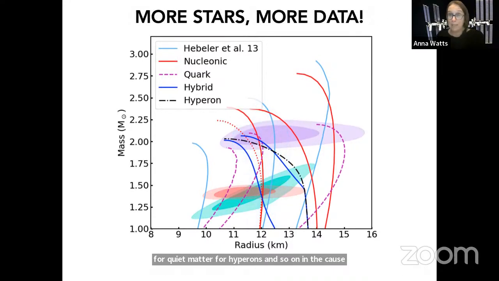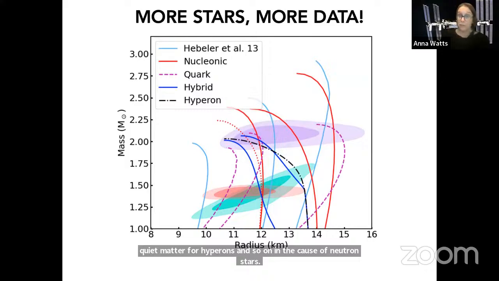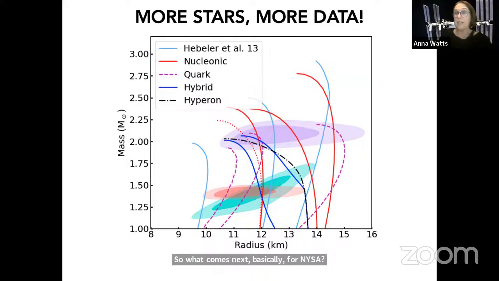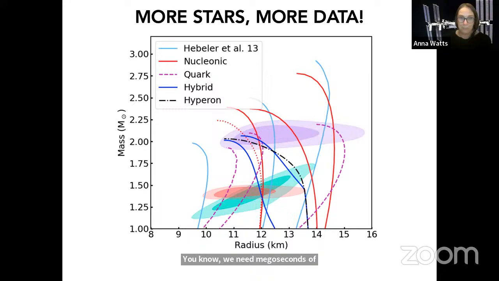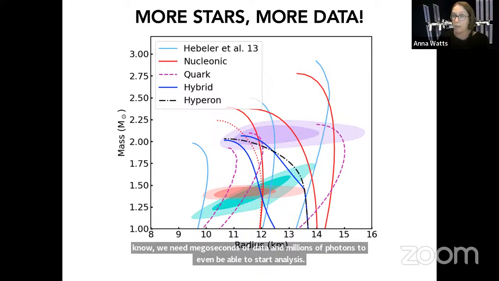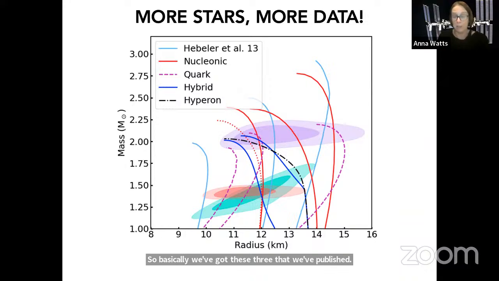So what comes next, basically, for NICER? First of all, in principle, there are 7 targets that are accessible to NICER. It's a relatively small telescope, so we need quite bright rotation-powered pulsars to get enough photons to enable us to do this kind of analysis. We need megaseconds of data and millions of photons to even be able to start analysis. So basically, we've got these 3 that we've published. There are 4 more still to come, some of which we have mass estimates for.